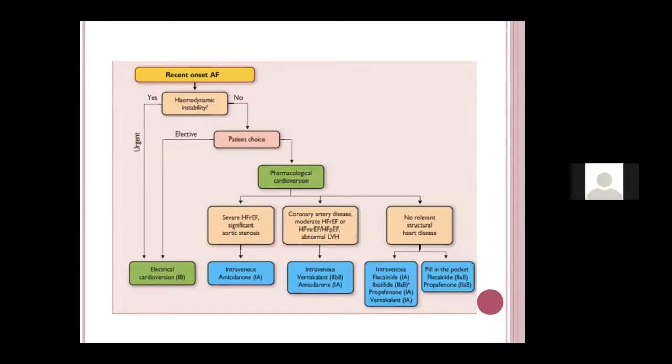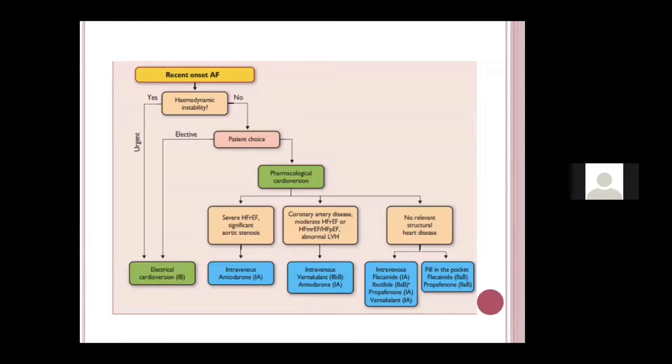If the patient is hemodynamically unstable, do not think of anything. Just cardiovert the patient. If it is hemodynamically stable and you want to do a pharmacological cardioversion, if there is no structural heart disease, you have many choices. Oral are the pill in pocket drugs like propafenone and flecainide. IV are the ibutilide ones.